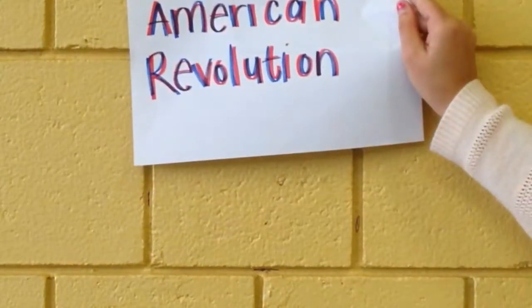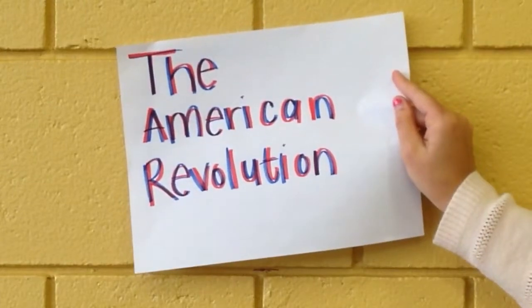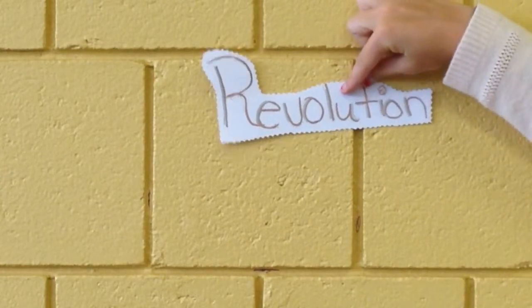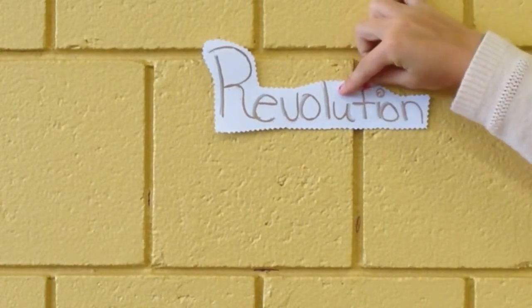The American Revolution. Revolution: an overthrow or repudiation and the thorough replacement of an established government or political system by the people governed.